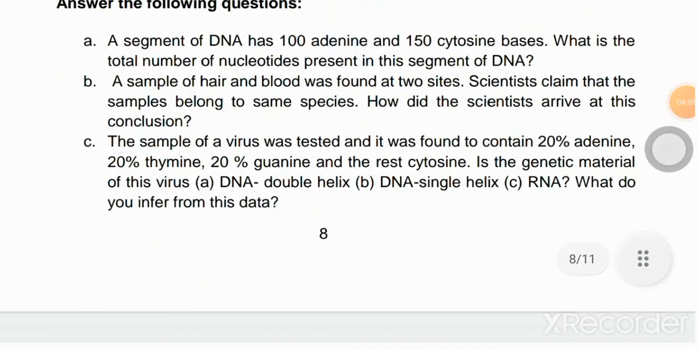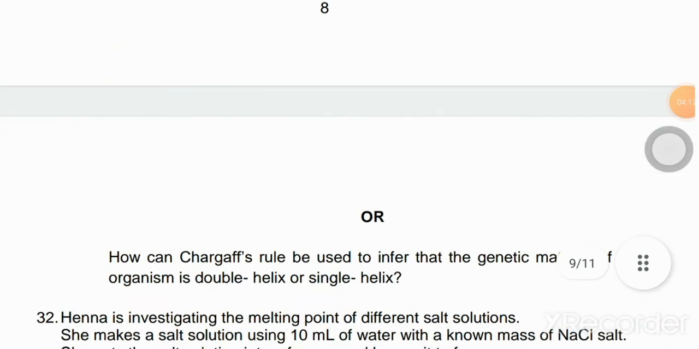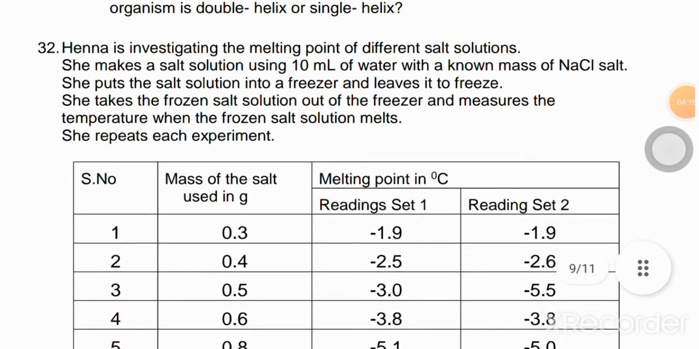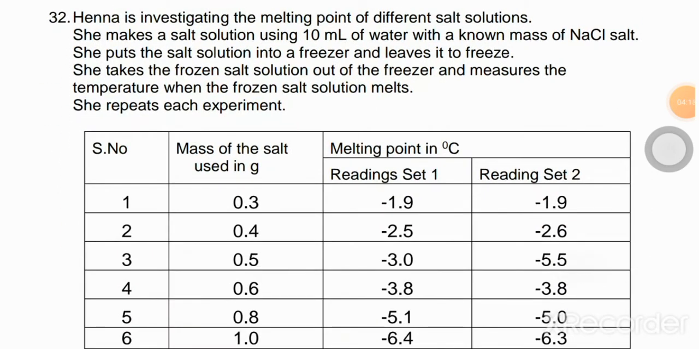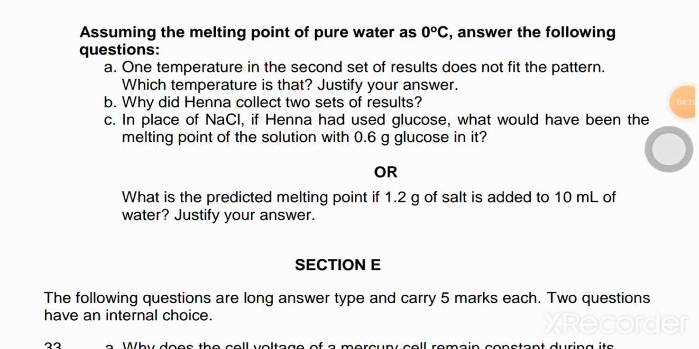You can see here the question number 31, A, B, C they have given. For C they have given the option, the internal choice. Again, question number 32 is also a case based question. This question also consists of 3 questions. In this, the third one, which carries 2 marks, they have given the internal choice.